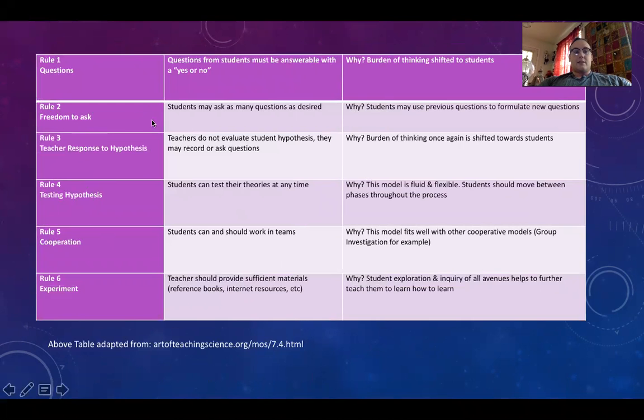The freedom to ask, this is inquiry. Of course they have to ask, they have to be able to ask questions. We have to really consider our responses to each of these questions. We have to either think of, hey, can you rephrase that into a way that I can actually answer that? It's ultimately wanting to make sure that a student is deducing as much as they can.